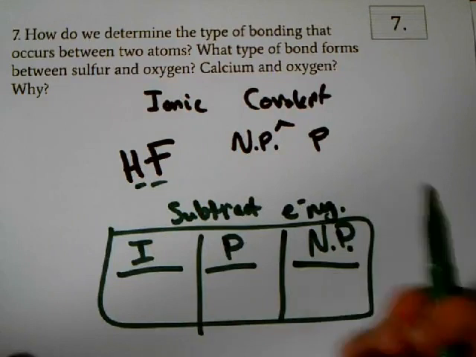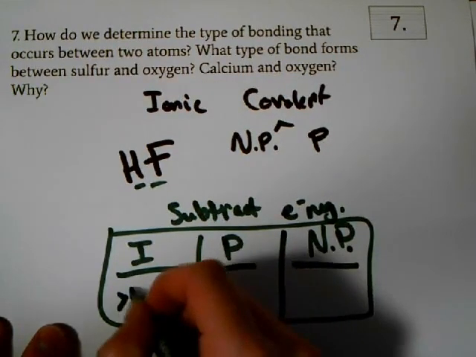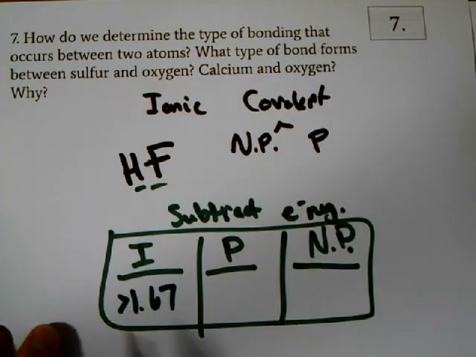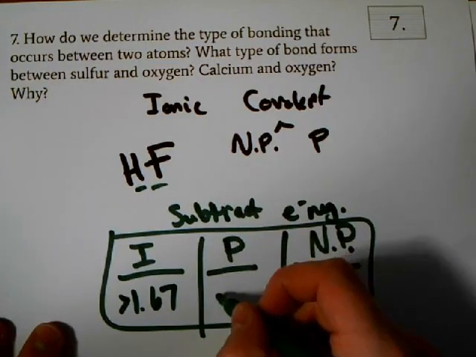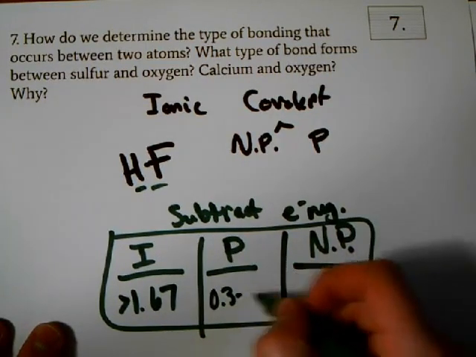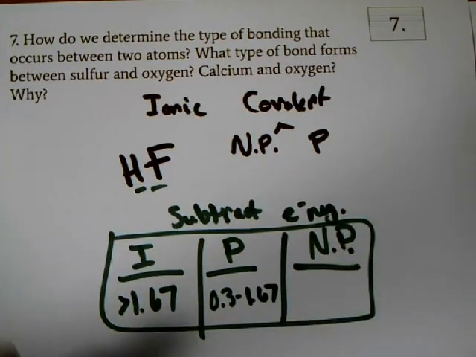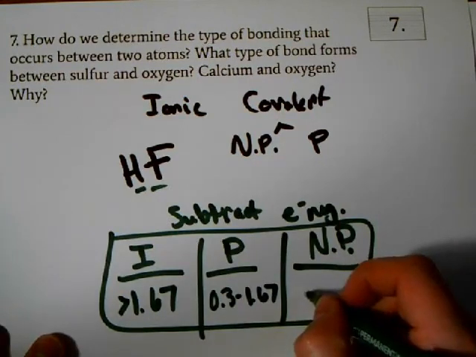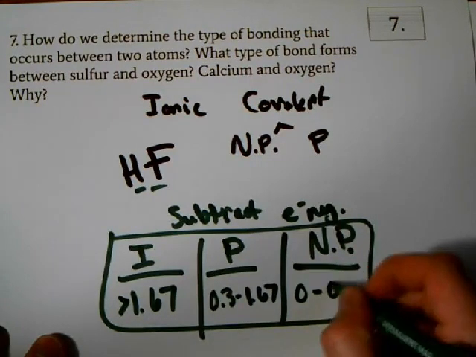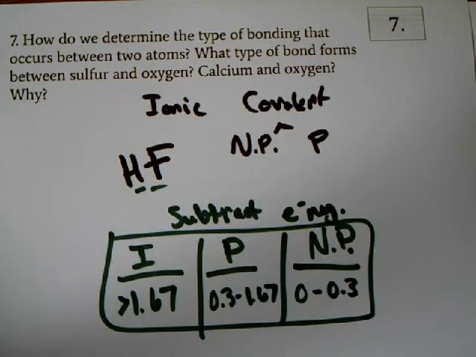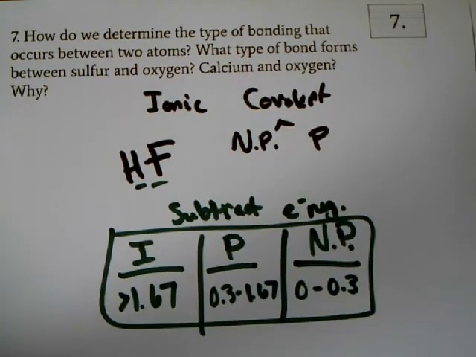electronegativity. So if I subtract their two electronegativities and I get a number that's greater than 1.67, we would classify that as ionic. If I get it between 0.3 and 1.67, we classify that as polar, and then nonpolar is going to be 0 to 0.3. So again, nonpolar is sharing equally, ionics share very unequally. So let's go ahead and do it.